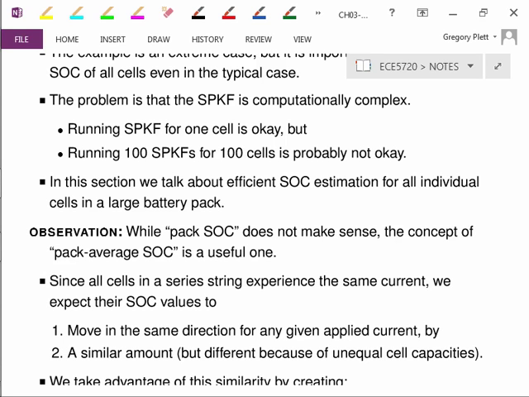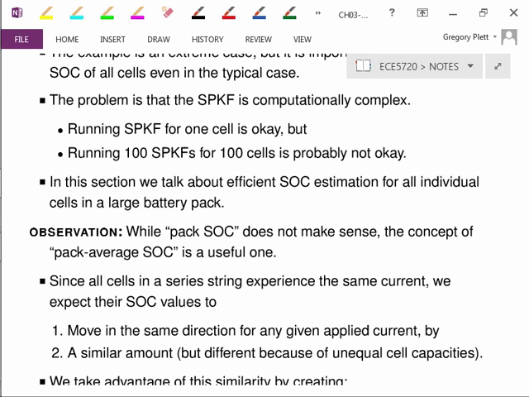So what to do? Note that if I've got cells in parallel, they just look like one big cell. So if I've got 100 cells in parallel, I still execute only one sigma point Kalman filter because it looks to the battery management system like one cell. They have a common voltage. But if I have cells in series, they are individually managed. So if I have 100 cells in series, 100 sigma point Kalman filters is probably too much computation. So in this section, and in fact this section and the next two sections, we're going to talk about an efficient way to estimate state of charge for all individual cells in a large battery pack.